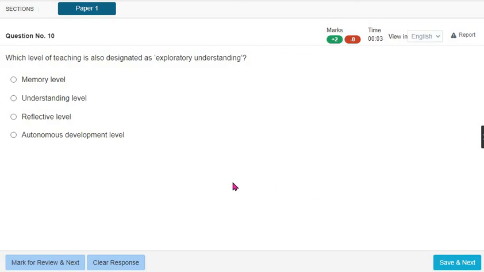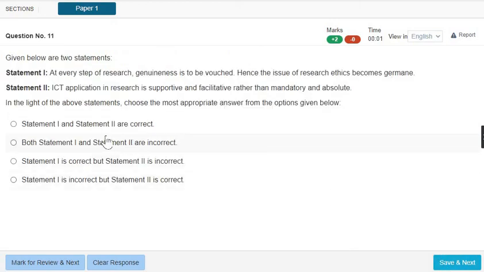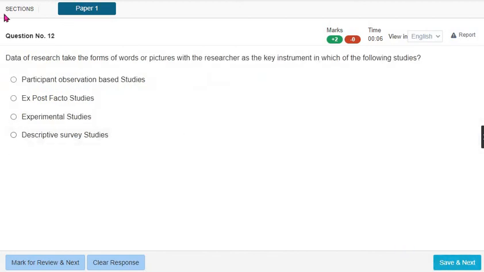Which level of teaching is also designated as explanatory under understanding? Option 2, understanding level. Both the statements are correct. Data of research takes forms of word picture. Research instrument involving studies: participant observation based studies.